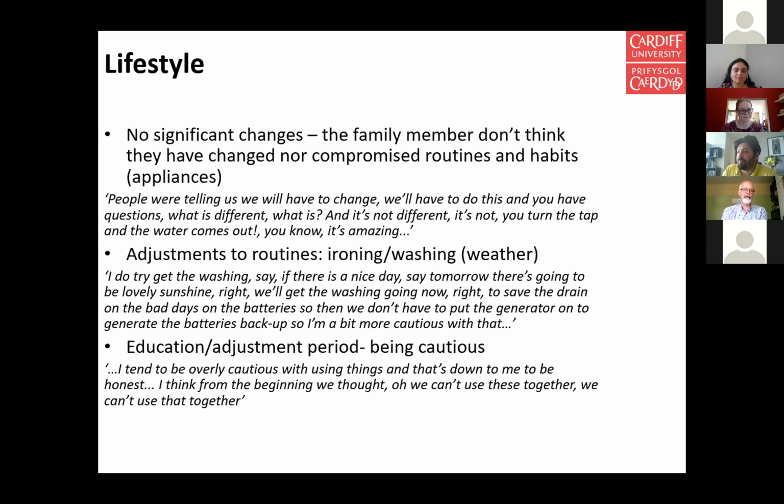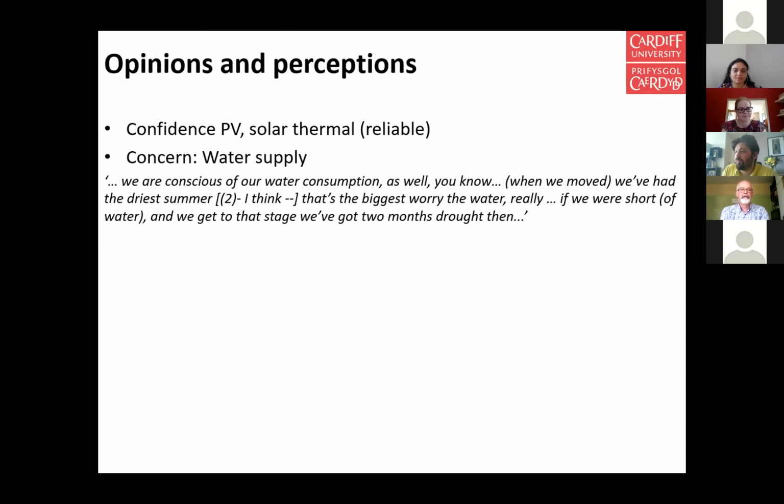What they did do was make adjustments. They adjusted to the weather, and they saw the weather as their friend in a sense. When it was sunny, they knew they could use electrical appliances like the immersion heater, or do some ironing. They also had a good team with them who took them through that process, which is very important: they had advisors and professionals to help them.